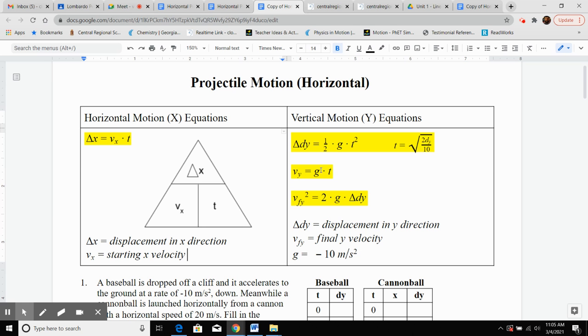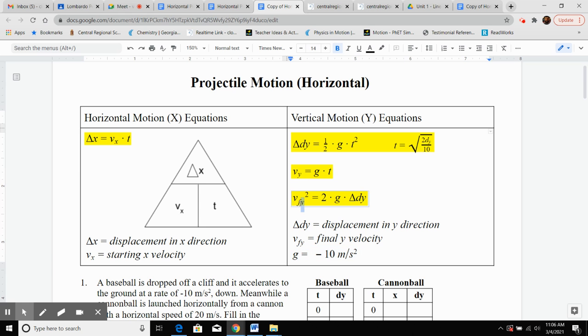The vertical velocity is just going to be gravity times time. So if I said, hey, this object has been falling for 2 seconds, t is 2. Gravity, the value we're using, is negative 10. So negative 10 times 2, negative 20 meters per second. The negative is indicating that it's going downward.